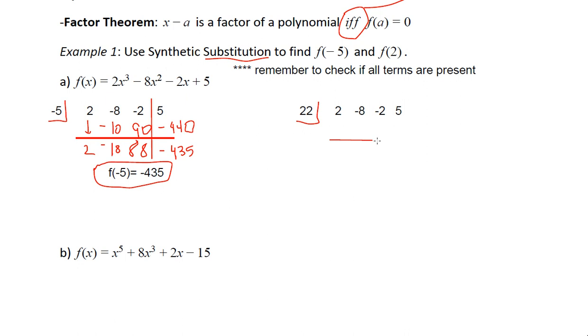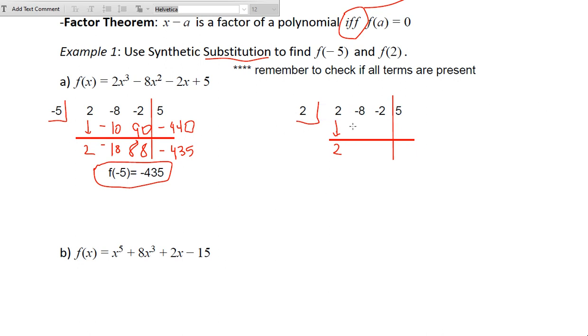Oops, I did not want negative 2, or 22 there. Okay, same thing. Do your synthetic division. Bring down 2. Oops, again, draw your line here so that your remainder right here will be highlighted.